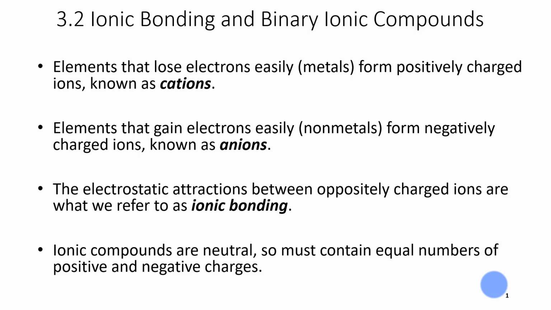In this video, we are going to introduce the idea of ions and ionic bonding, so how the ions bond, and how to figure out binary ionic compound formulas. We have two types of elements. Those that lose electrons easily are typically metals. And because they lose electrons, they form positively charged ions, which are known as cations.